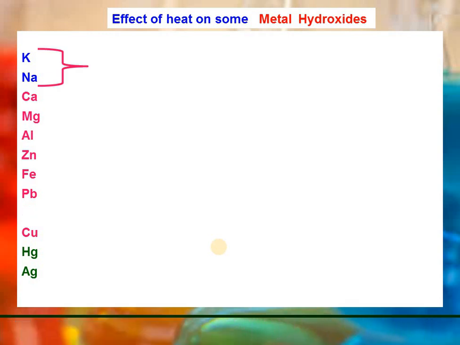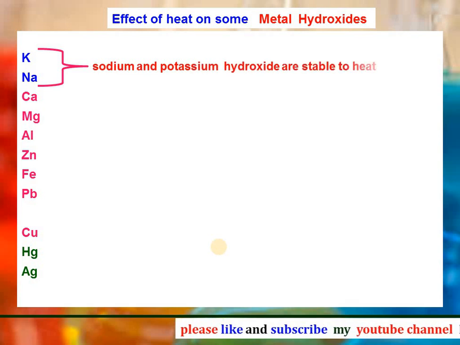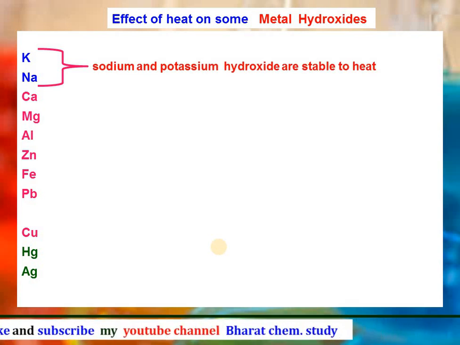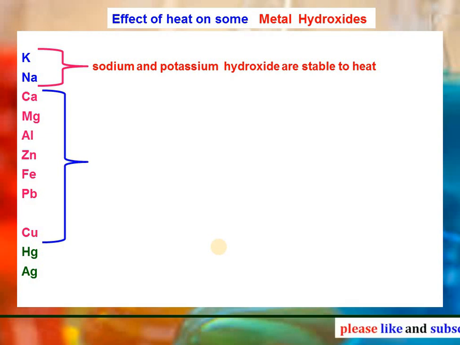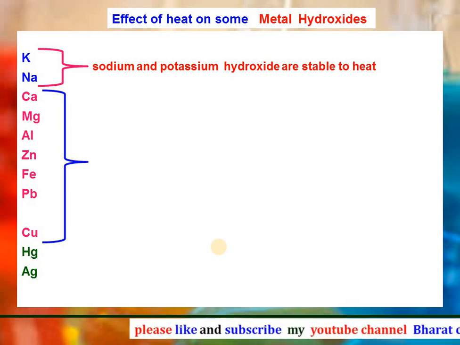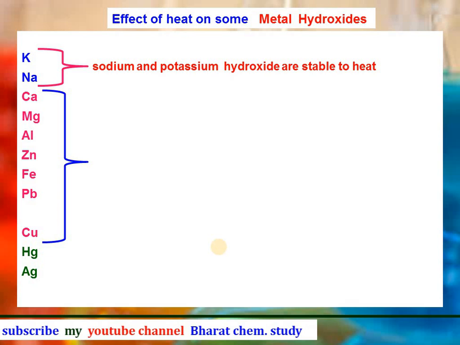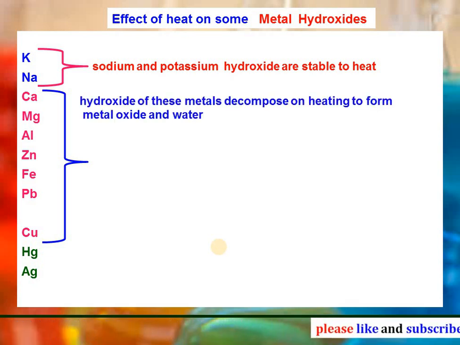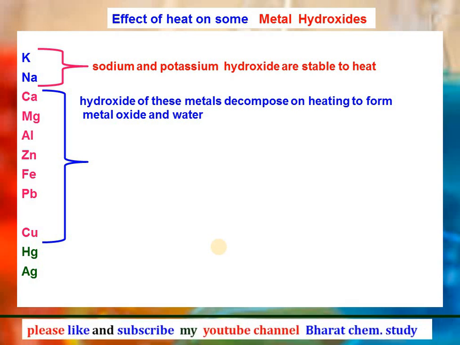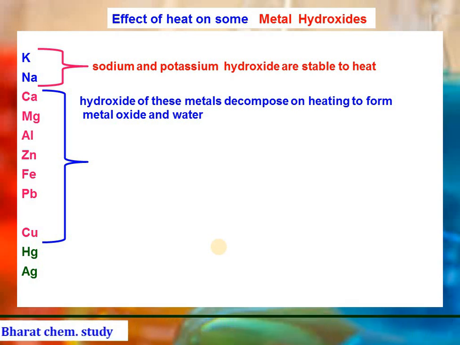The metal hydroxides of sodium and potassium are stable to heat. That means they do not decompose on heating. Whereas the metal hydroxides of calcium, magnesium, aluminium, zinc, iron, lead as well as copper will decompose on heating to form metal oxide and water. By knowing this, we will be able to write the equations.